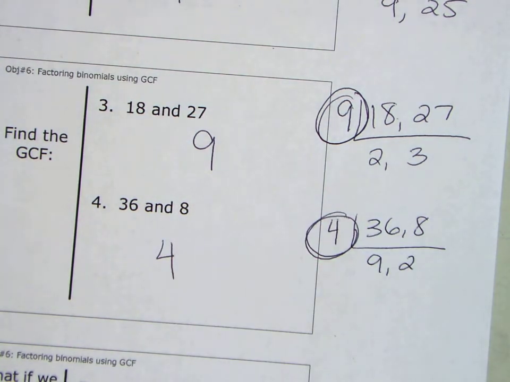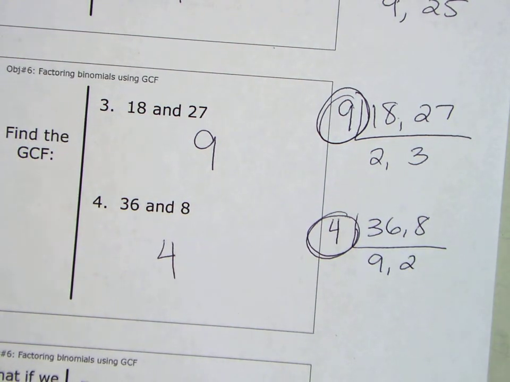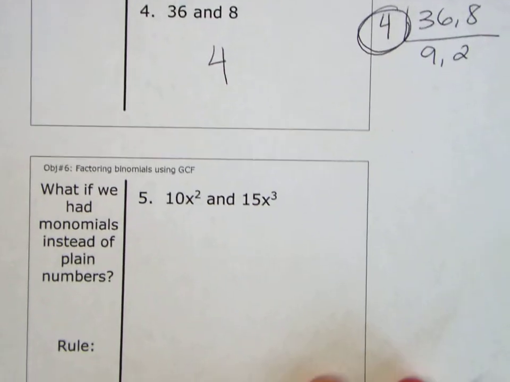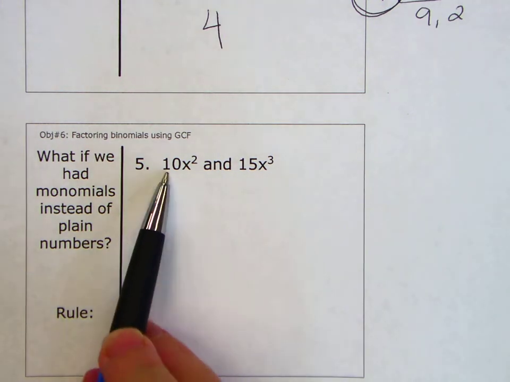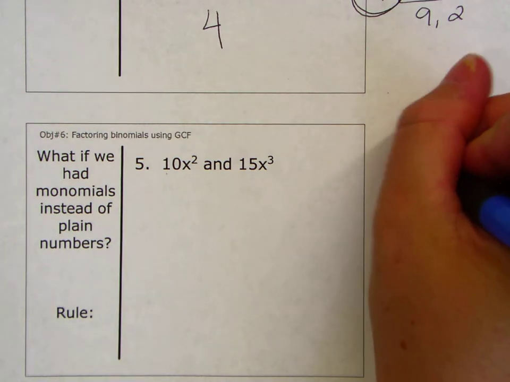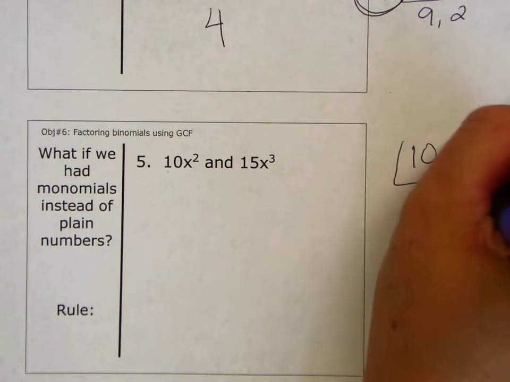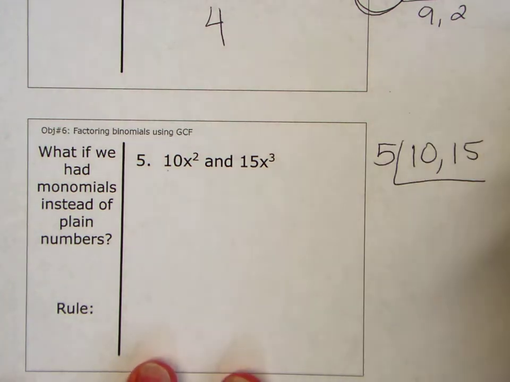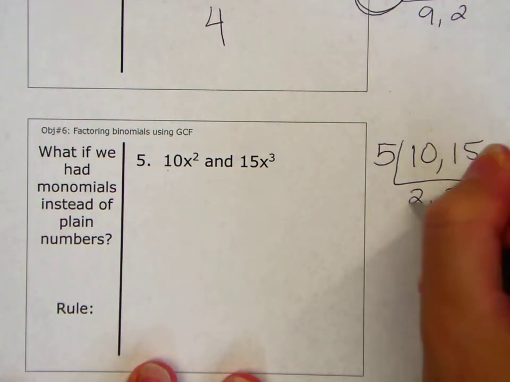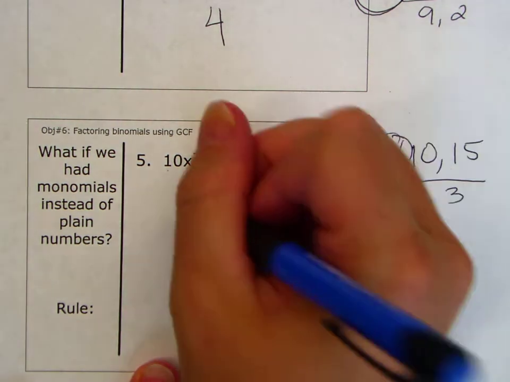All right, so now let's add in some variables. All right, 10x squared and 15x to the third. Now, let's start with the numbers. What's the GCF of 10 and 15? This one's pretty easy. If you don't show work, this one you don't even really need the work. 5 goes into both of those. When you divide, you get 2 and 3. Nothing goes in. So we get 5.